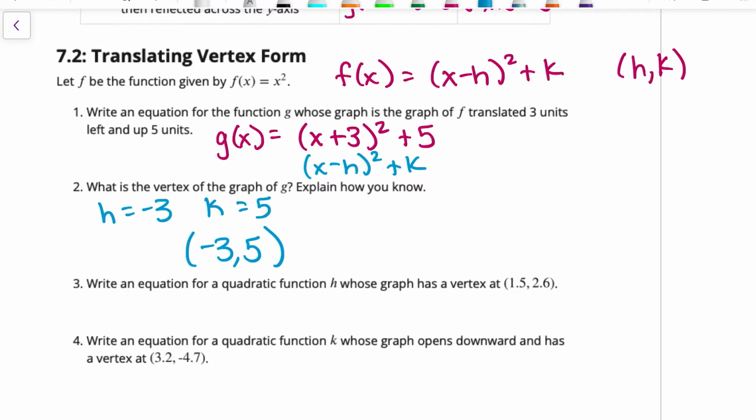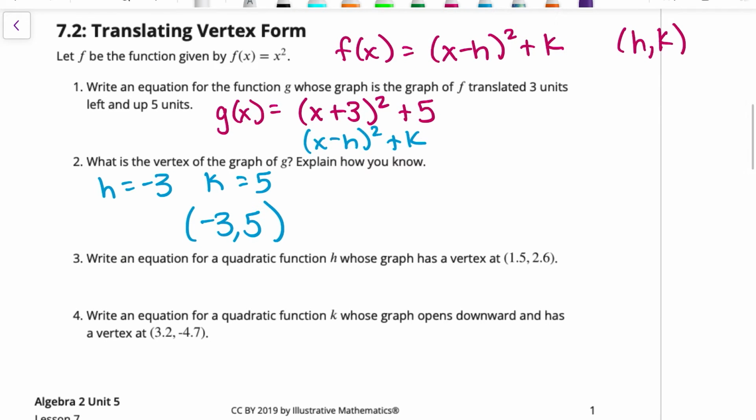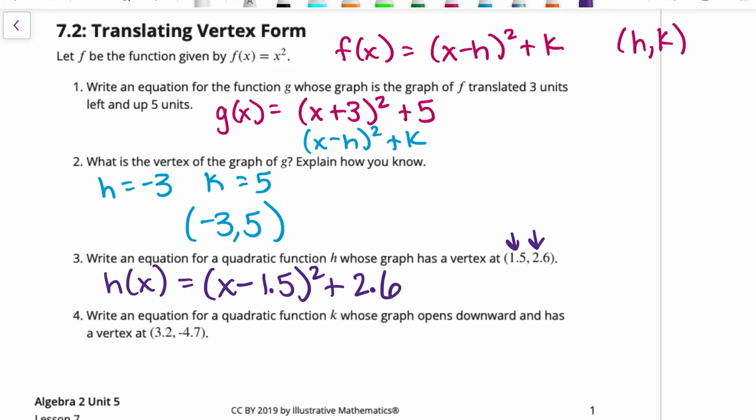All right, we're going to write an equation for a quadratic function h that has a vertex at 1.5, 2.6. So h of x is equal to x minus, and then we're going to plug in our h value, 1.5, quantity squared, plus our k value, which is 2.6. And really, we have a coefficient here in front of the x minus 1.5 quantity squared, and that could really be anything in that case, because it didn't say whether or not there was any kind of stretching or squishing going on.